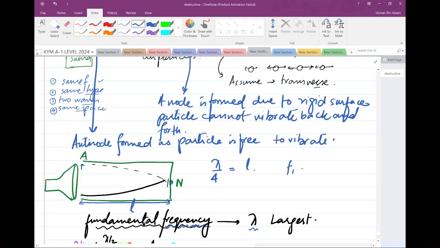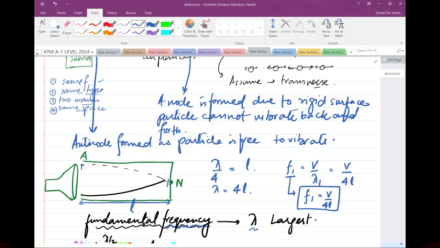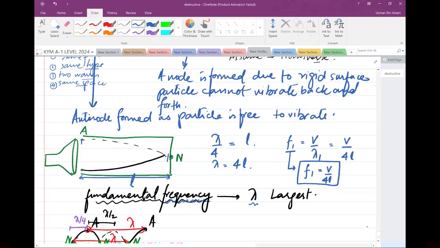So if I recall the frequency, F1 is going to be V over lambda 1. Instead of lambda, I'm going to place 4L. Why? Because lambda was equal to 4L. So the fundamental frequency that this instrument can create is F1 equals V divided by 4L. Now that formula is not the same as the one that we discussed earlier. That had V by 2L in it. Why? Because it had nodes present at both the ends. But here there is an antinode and a node.